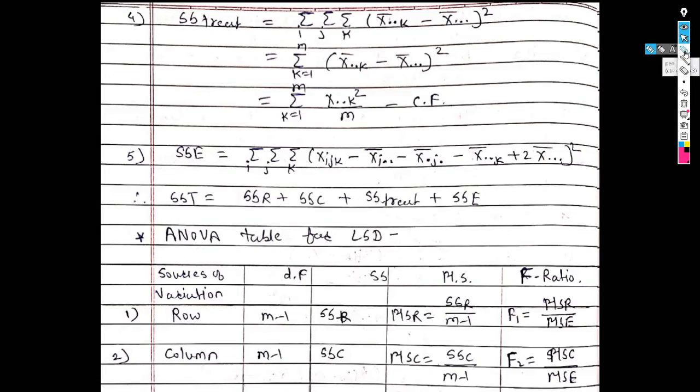Then next sum of square is sum of square due to treatment. Sum of square due to treatment can be defined as summation over i, summation over j, summation over k in bracket kth treatment mean, that is x dot dot k bar minus grand mean, that is x triple dot bar, bracket square. Treatment sum of square is the sum of square of difference between kth treatment mean and grand mean. So this term can be written as summation over k.